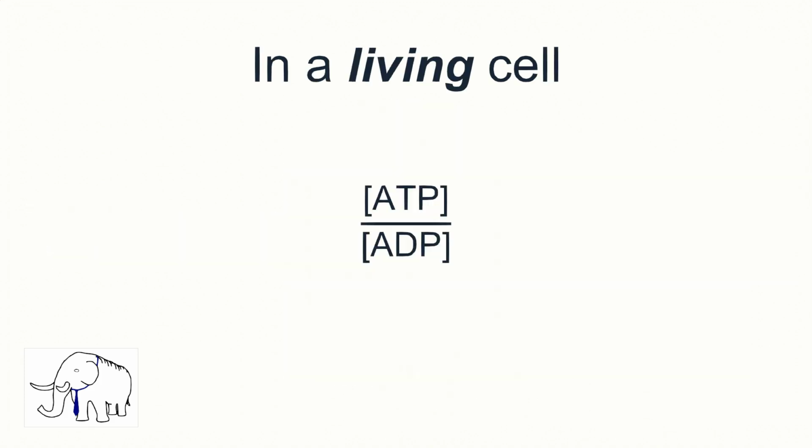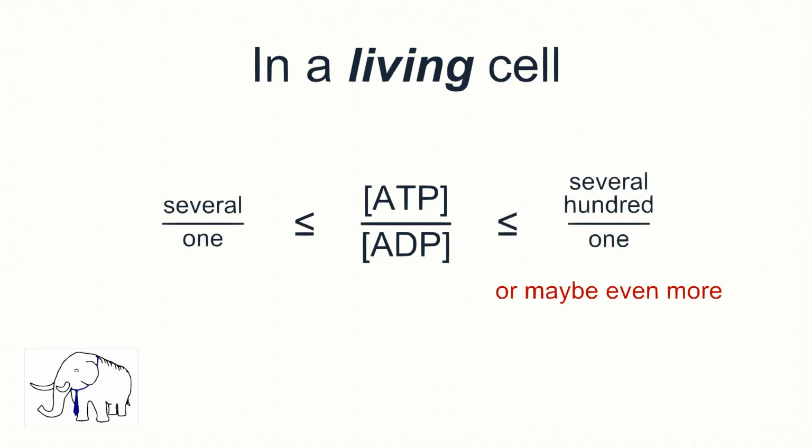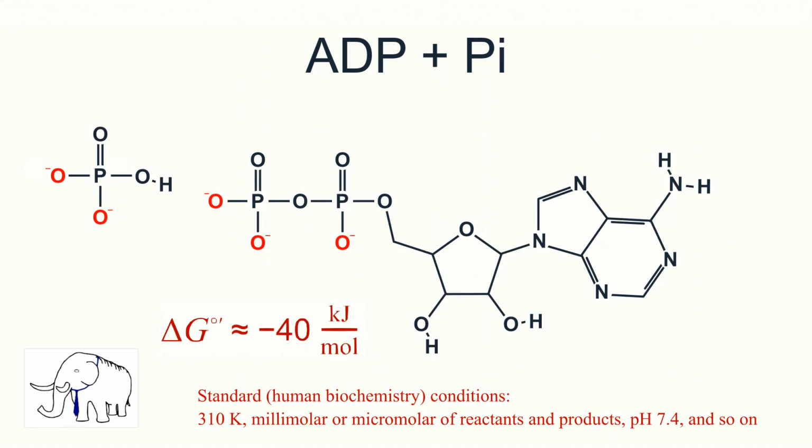In a living cell, we keep the ratio of ATP to ADP on the order of several to 1 to several hundred to 1 ATP molecules for every ADP molecule. For the hydrolysis of ATP, the delta G0 prime is around negative 40 kilojoules per mole, quite a bit more exergonic, under biologically plausible standard conditions.